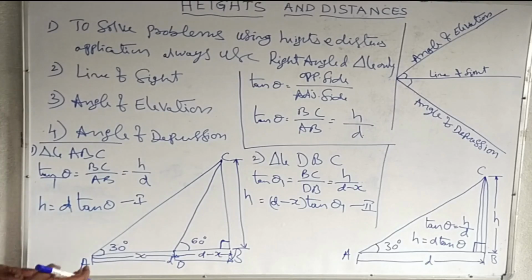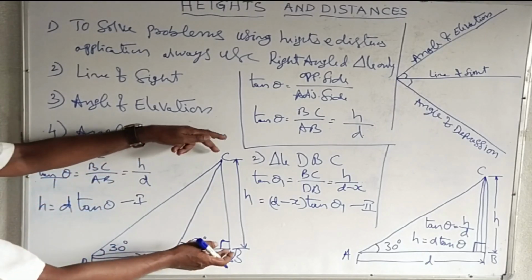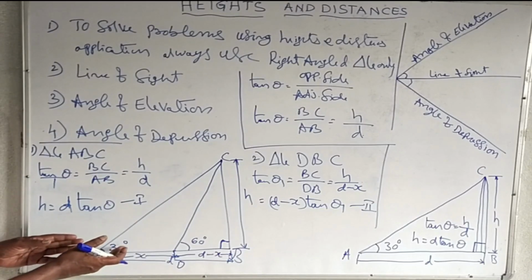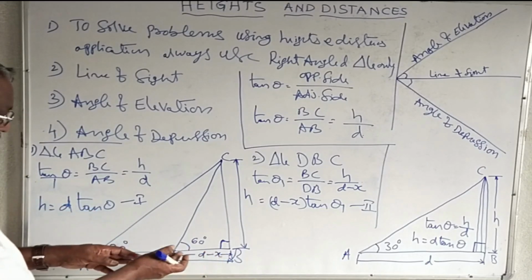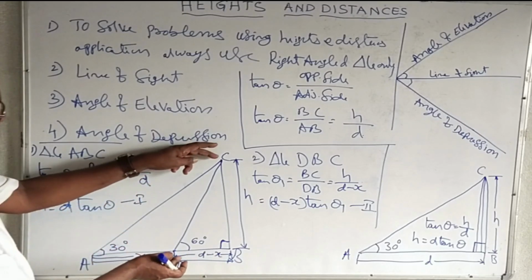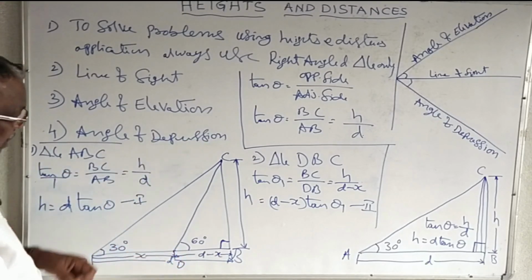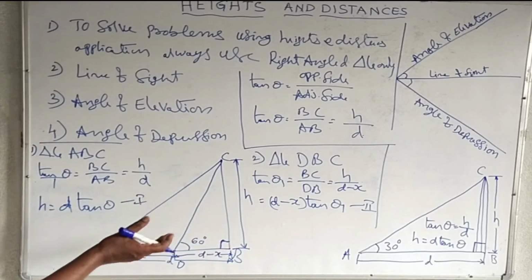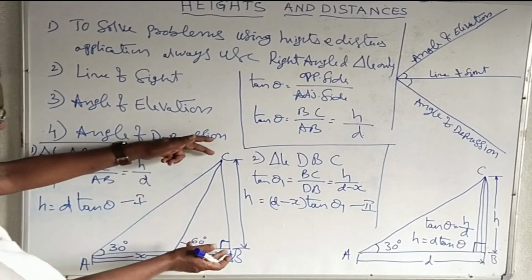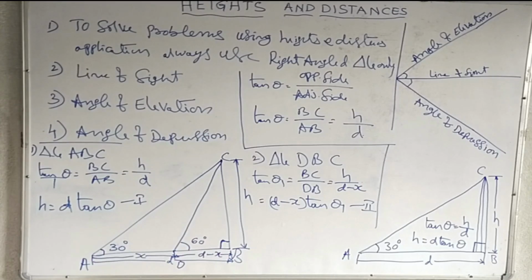The observer observed the height of the tower from one location with some angle of elevation. Again, he walked towards the tower and observed some angle of elevation. It is the same tower, so in both locations, in both cases, the height of the tower is the same.